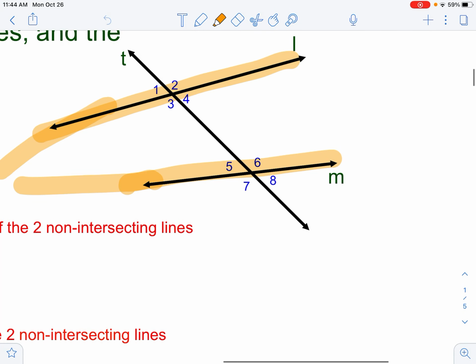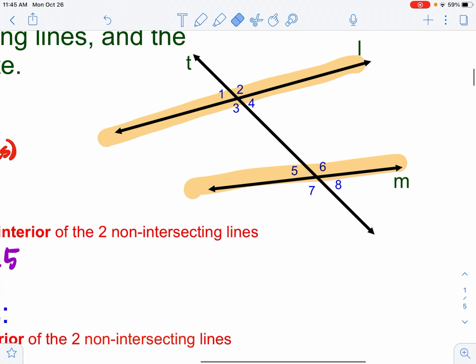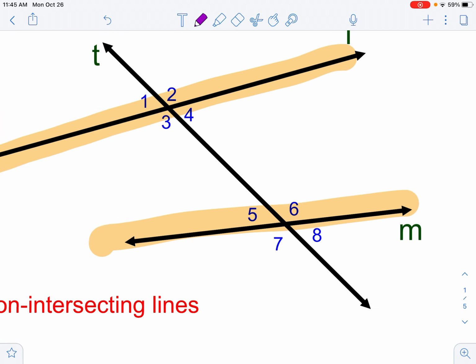Okay, so it might not be the best definition, but I literally came up with it. I'm trying to come up with a new one. Okay, all right, so I need inside. So once again, if I choose one at random, let's say I choose 3 again, okay? But I want it on the same side of the transversal.